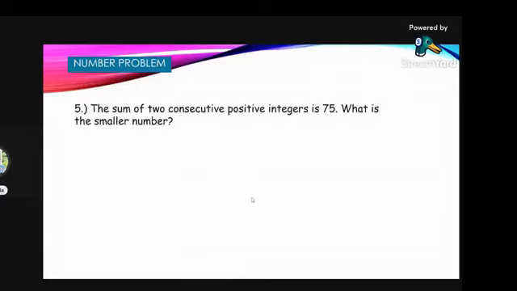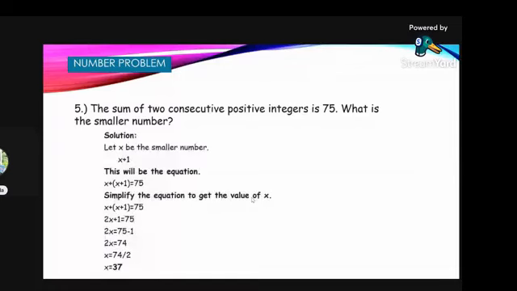Okay, Ma'am Sweet Grace. 37 and 38, Sir Fon. 37. Sir, what is the smaller number? So, isa lang po yung magiging sagot natin. Pero pag tinanong, what are the numbers? So, dalawa. But the question is, what is the smaller number? 37. Ma'am Adi, Sir Gonzales, Sir Quinones, Sir Jojo, 37. Ma'am Ibone also answered 37. So the correct answer for problem number 5 or example number 5 is 37.